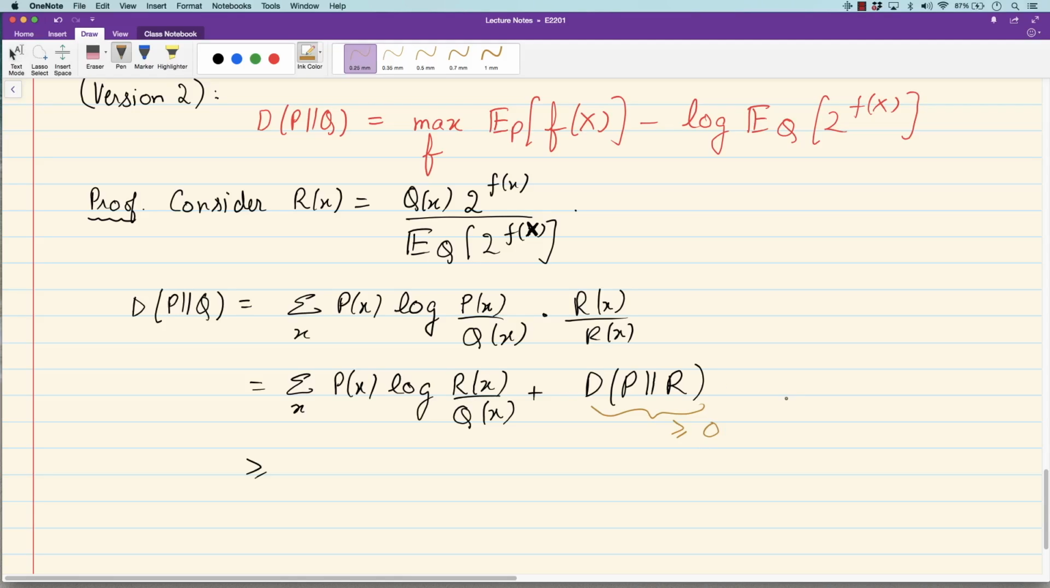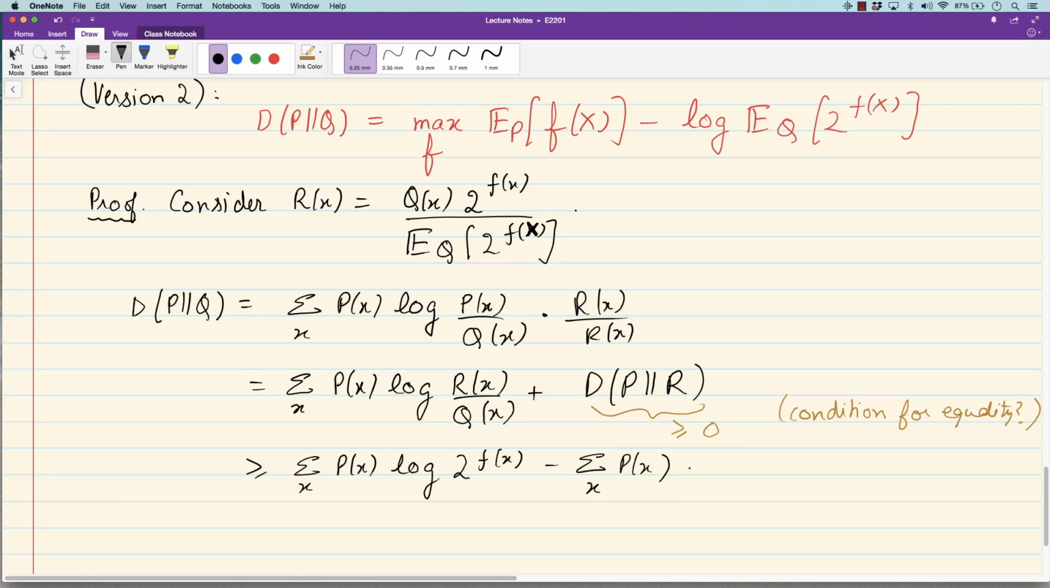Okay, so we'll come back to that condition for equality. But let's continue with this. R has this nice expression, so we can substitute it here. What you get is summation over x px log, now we'll substitute for Rx, so qx by qx cancel. So it's 2 to the power fx divided by this term here. So I'll just take it out, minus summation over x px log of expected value over q of 2 to the power fx.